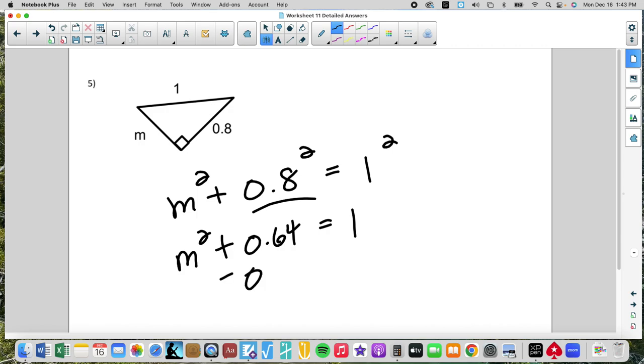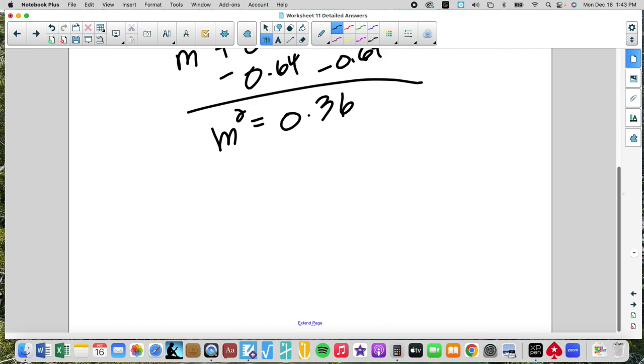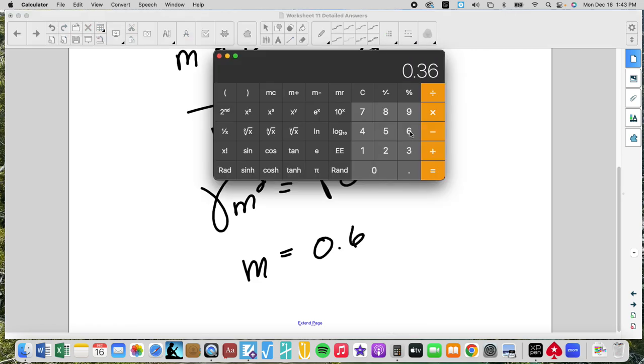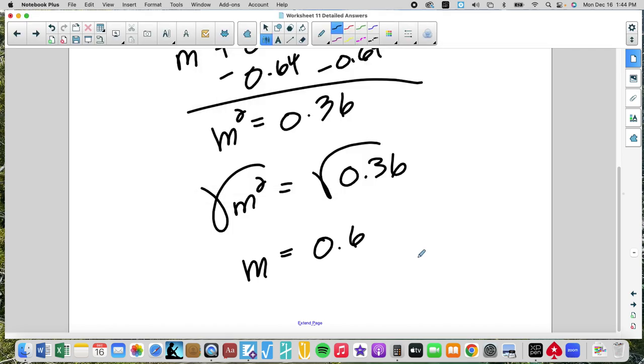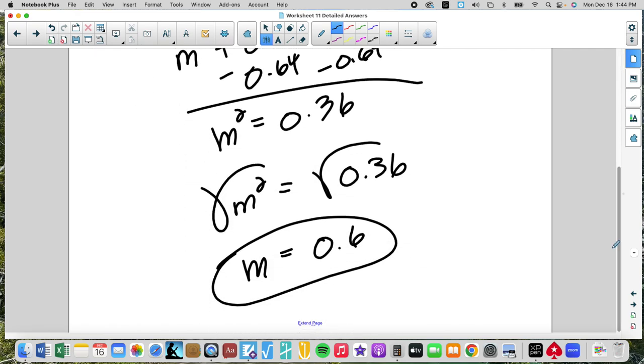We're going to subtract 0.64, and that gives us m squared equals 0.36. And hey, take the square root. We should know that that's going to be very similar to the square root of 36, which is a perfect square. So I'm going to assume that that is going to be 0.6. Let's check it out. The square root of 0.36 is 0.6, because 0.6 times itself would give you 0.36. So that side length is 0.6.